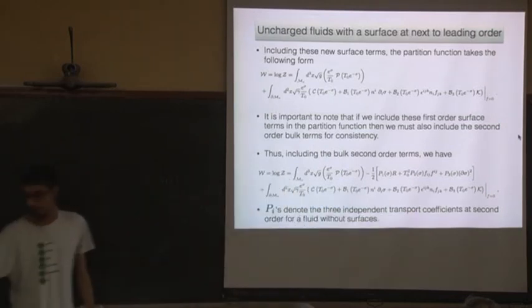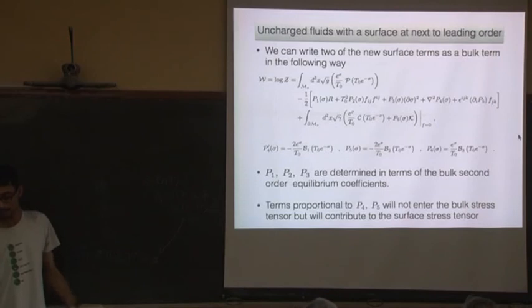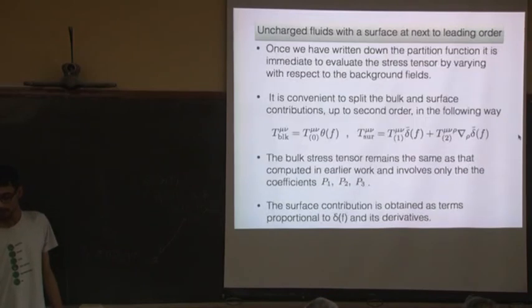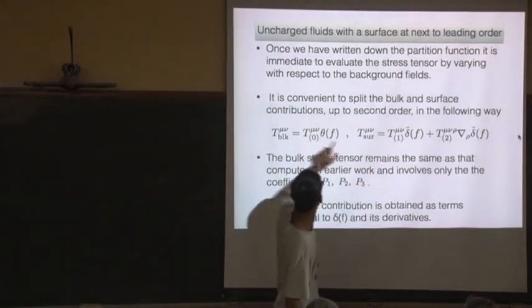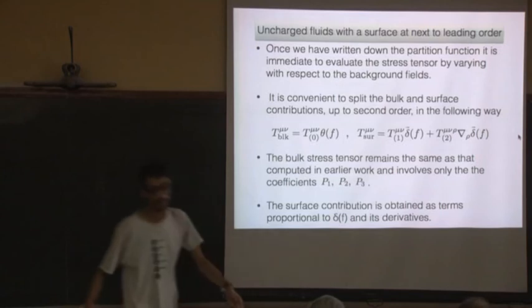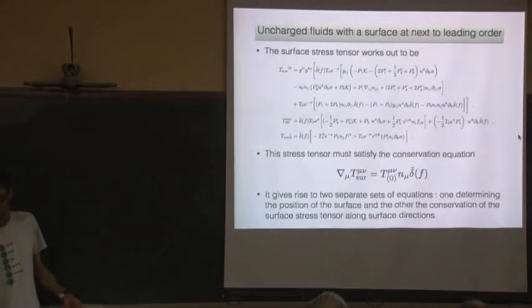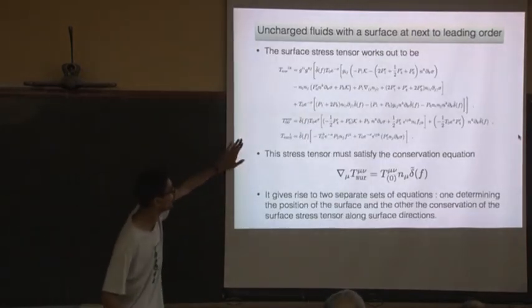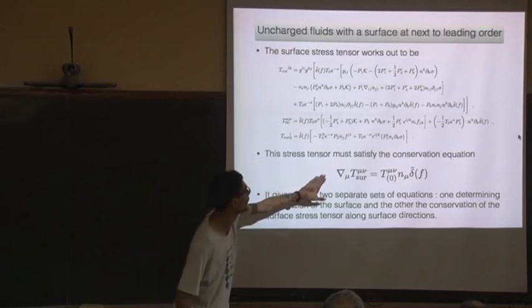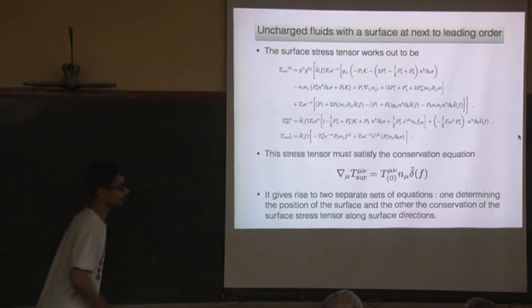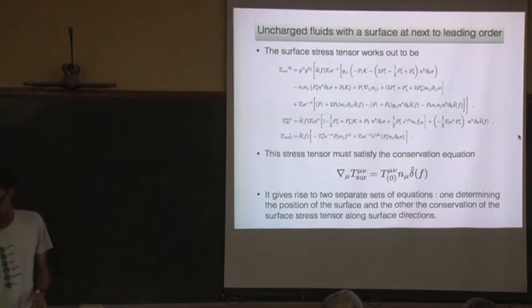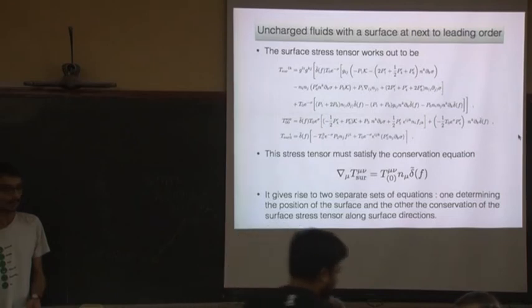And you follow the same procedure. You find out the stress tensor. It will have 2 parts: the bulk thing and the surface thing. And the explicit forms of them are like this. It's not very important. You can also satisfy the conservation equation, which is explicitly checked, taking the 2 components along the surface.